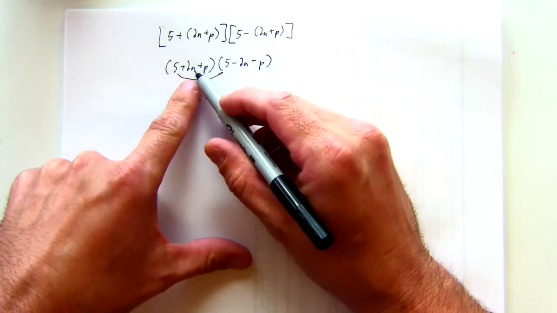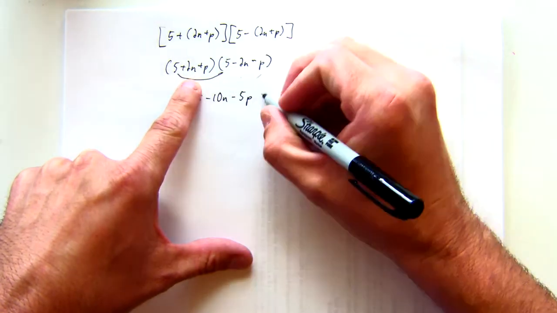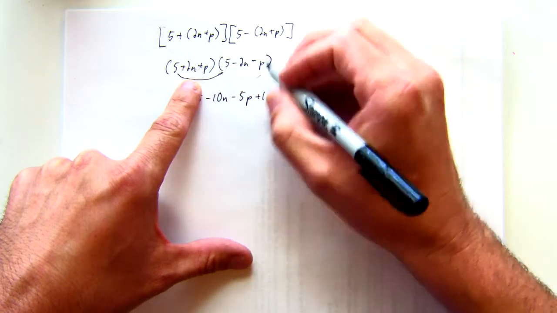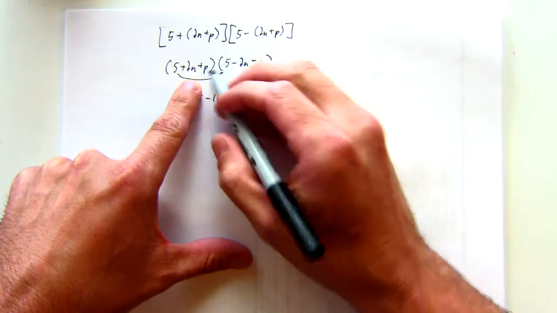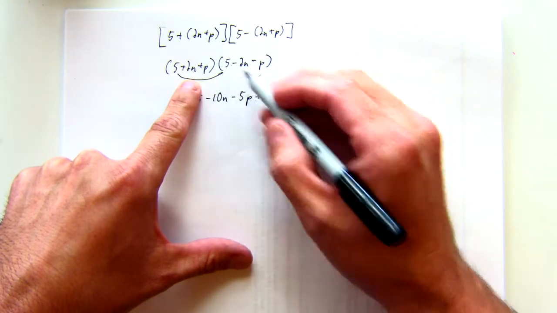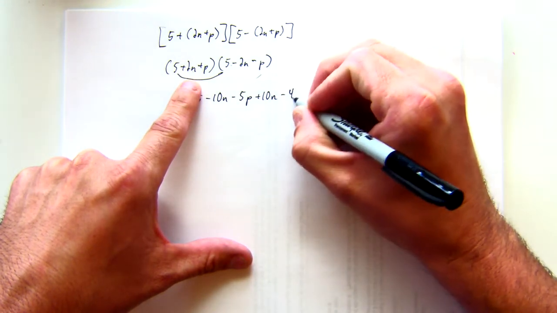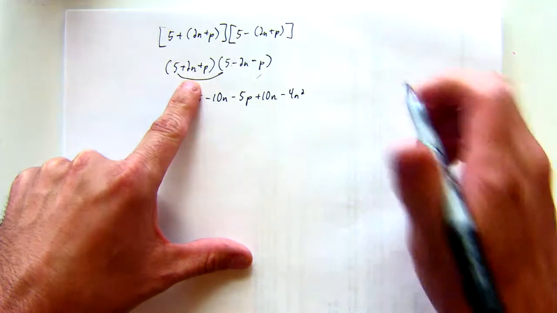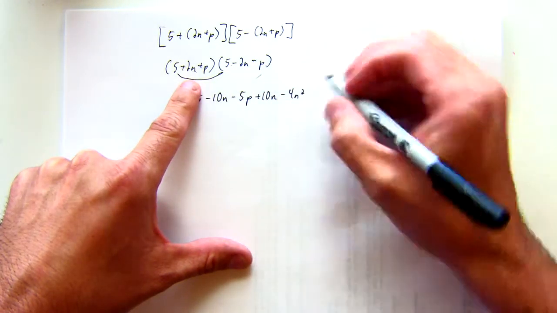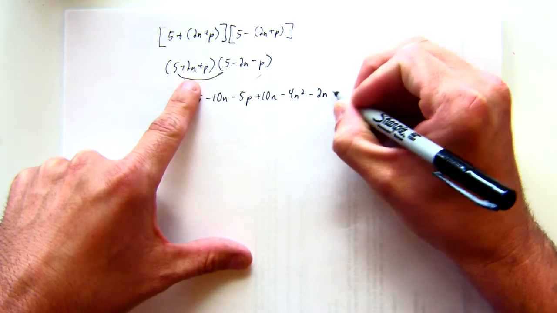Distribute this 2n to everything over here. 2n times 5 is a plus 10n. 2n times a negative 2n is a minus 4n squared. And 2n times a negative p is a minus 2np.